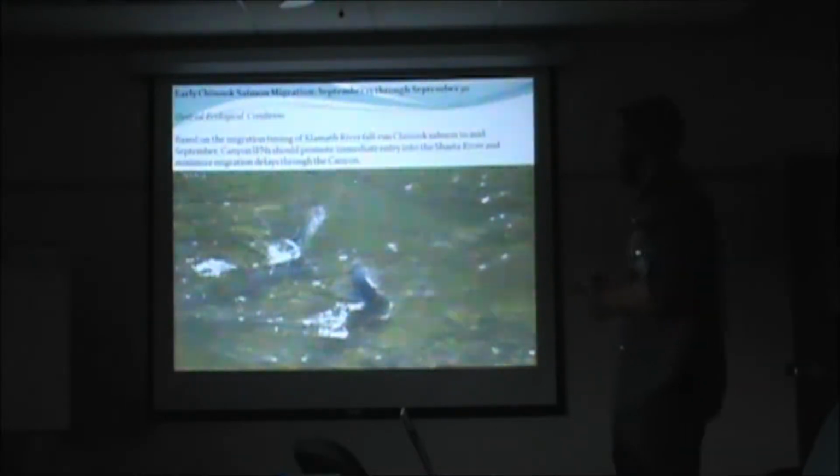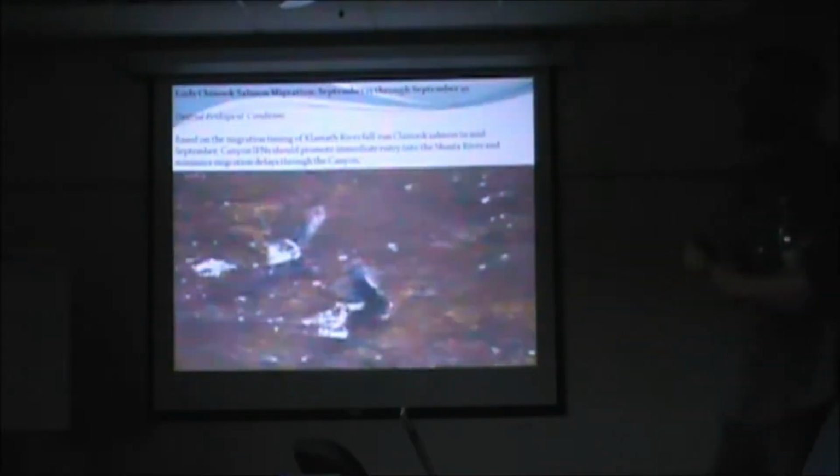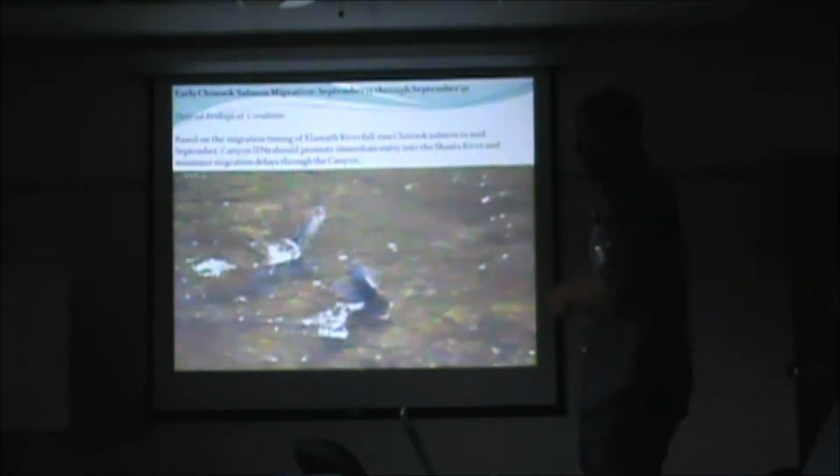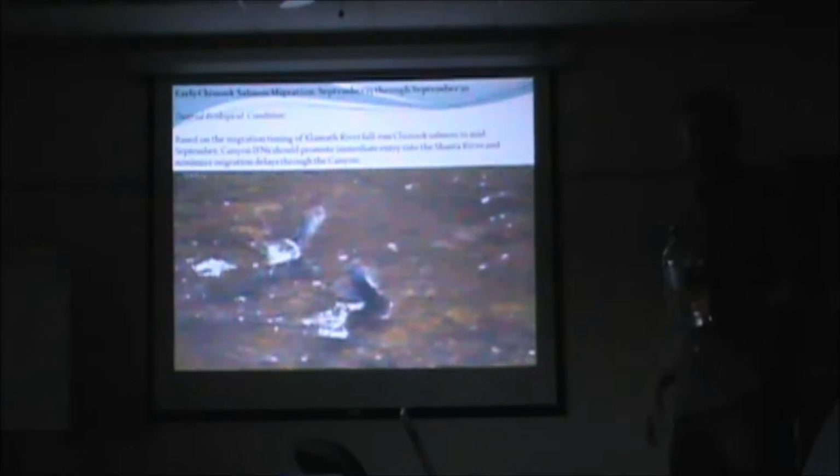So for the early Chinook migration period, our main goals were to promote those fish entering the river and to provide passage for them as they move up through the canyon, to minimize delay. Especially during this period, the canyon's pretty warm. We're here in early September, and we're seeing water temperatures in excess of 70 degrees. That can actually provide a thermal barrier to migration if it gets too hot. So we want to promote conditions, hydraulically and thermally, that will allow them to move upstream.